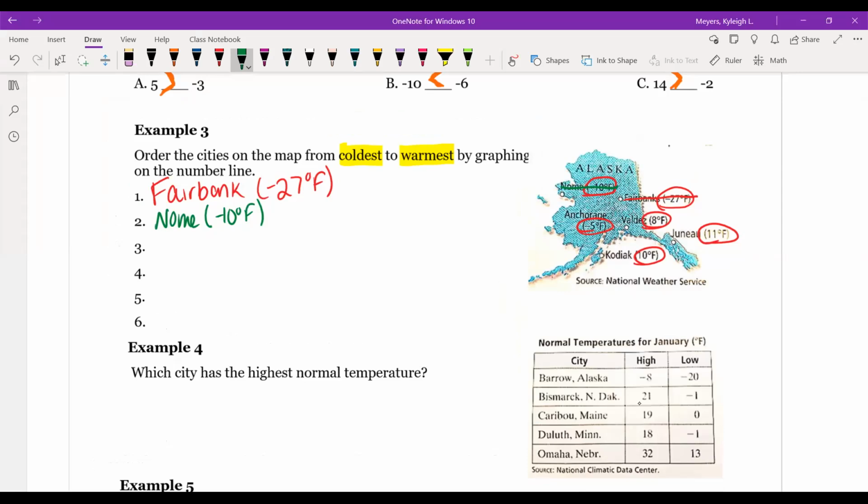All right, I want you to take a minute or so, pause your screen, and try working on putting these last four cities in order, okay? So pause and put those last 4 cities in order, and the answers will be up.